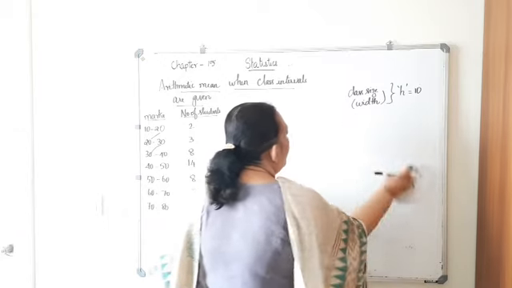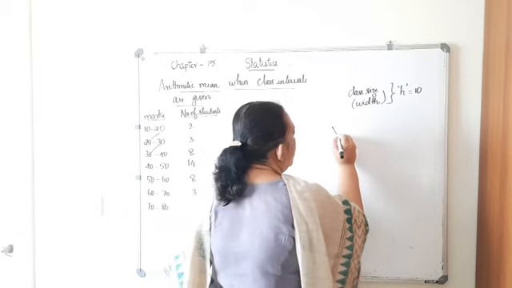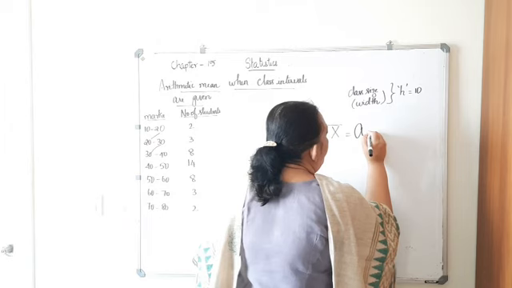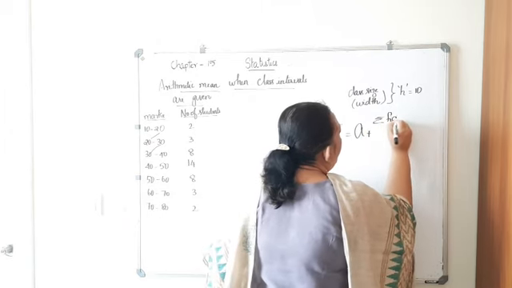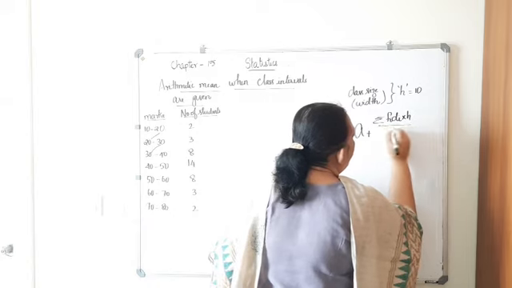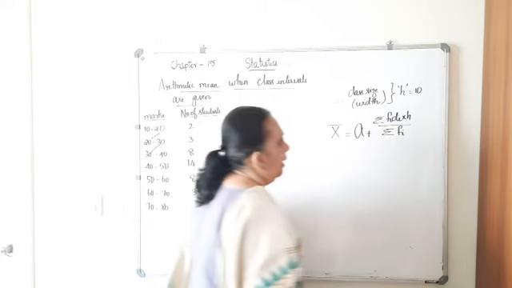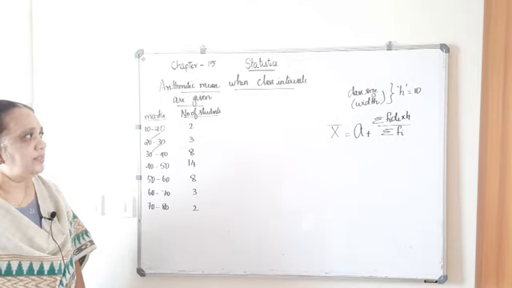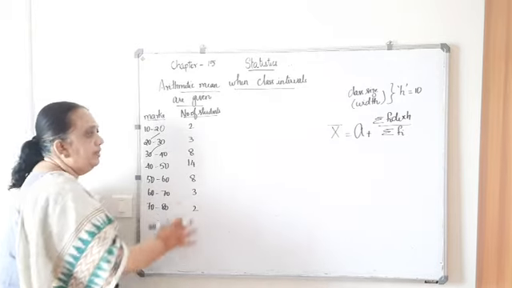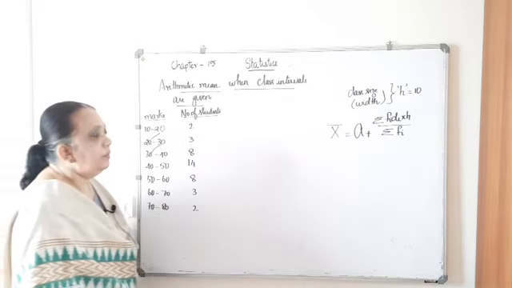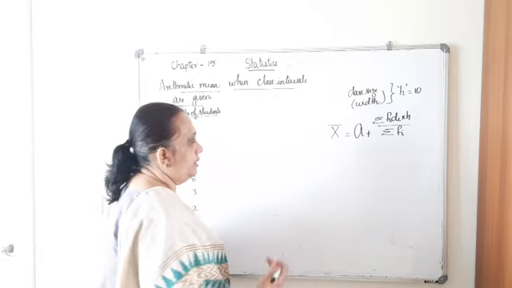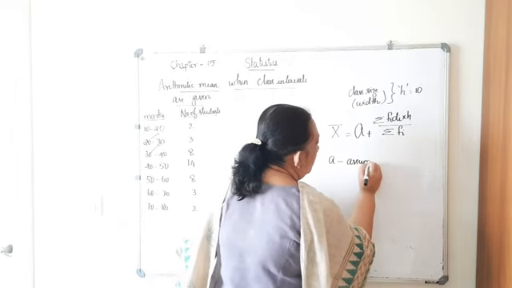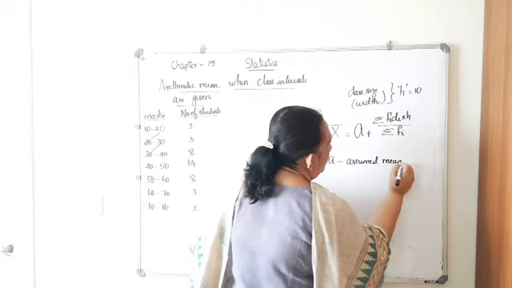Now, what is the formula to find the arithmetic mean? Arithmetic mean x bar is equal to a plus sigma fi di into h divided by sigma fi. That is the arithmetic mean when class intervals are given. So, you have to identify what the notations or variables are. A is the assumed mean.